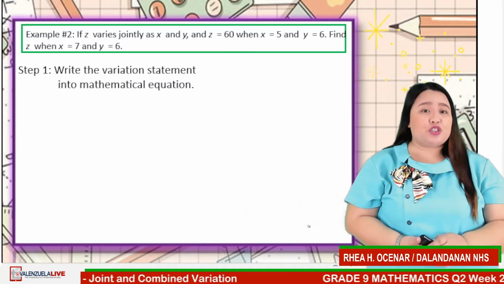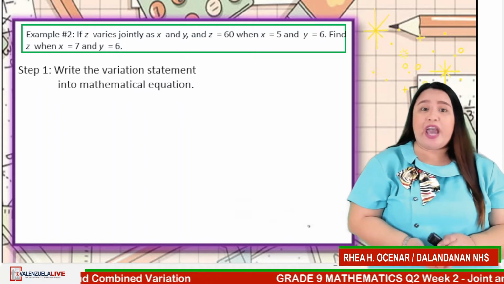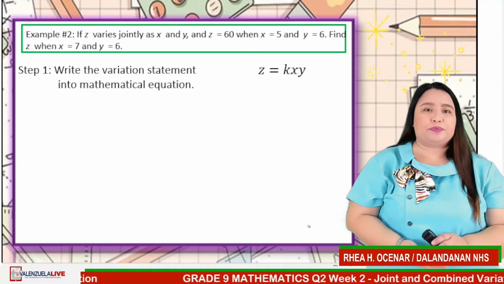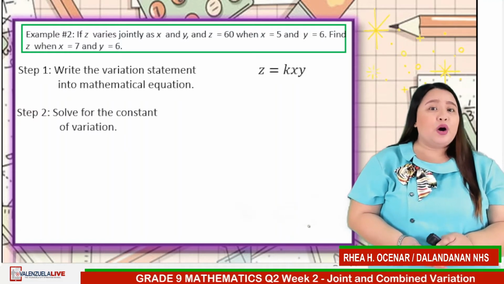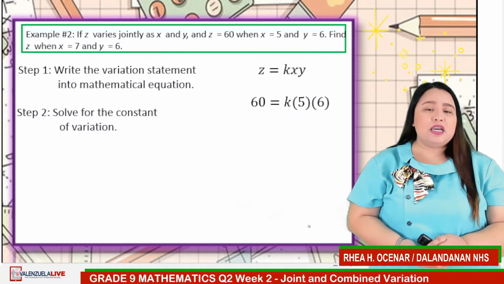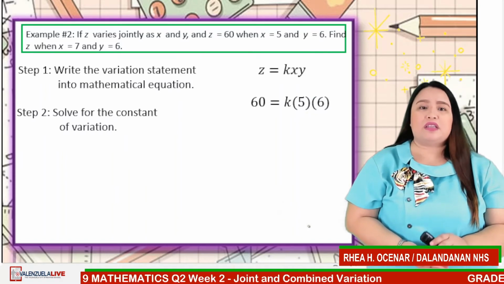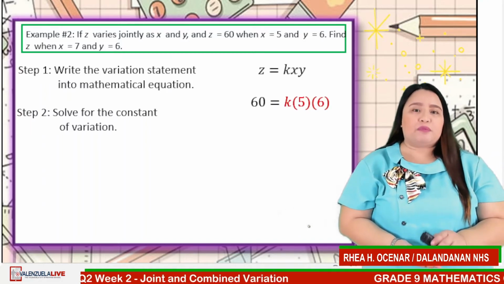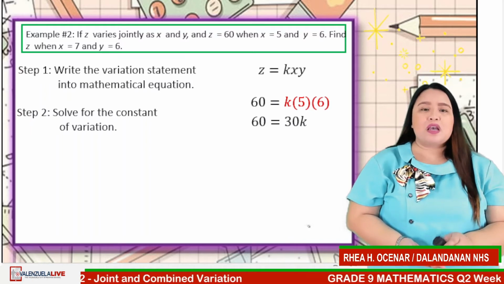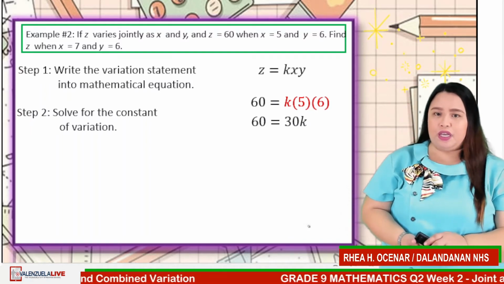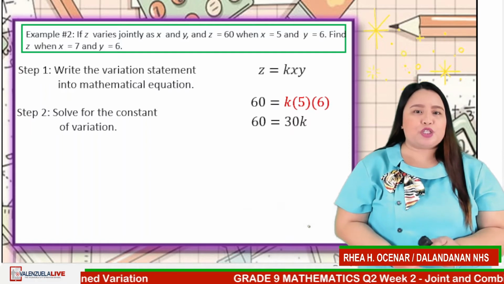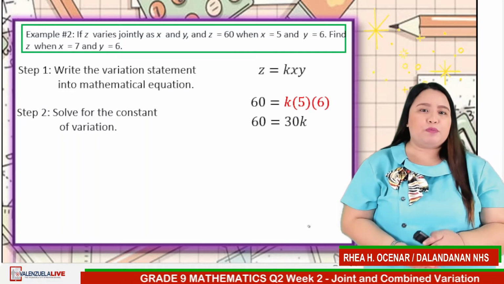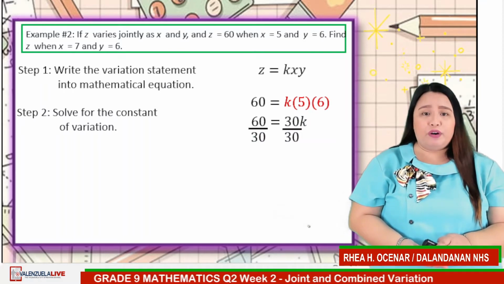Since z varies jointly as x and y, we have z is equal to kxy. By substitution, we have 60 is equal to k times 5 times 6. Simplifying k times 5 times 6, we have 60 is equal to 30k. Applying the multiplication property of equality using multiplicative inverse, we multiply both sides by 1 over 30.